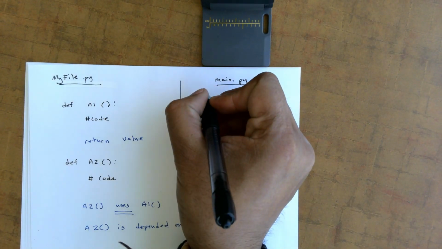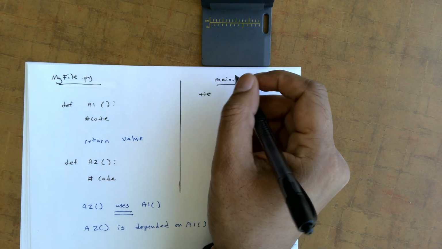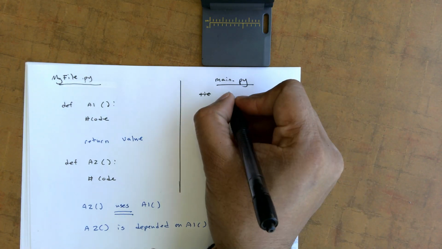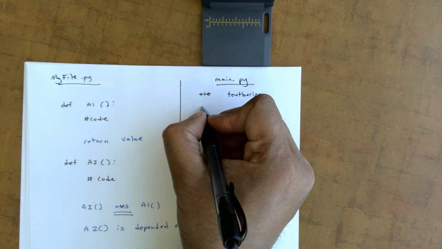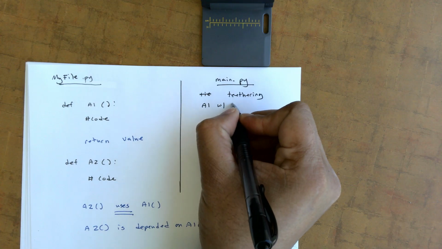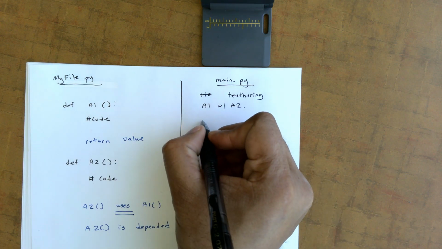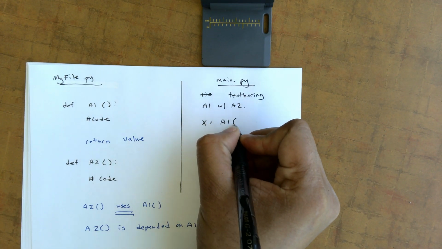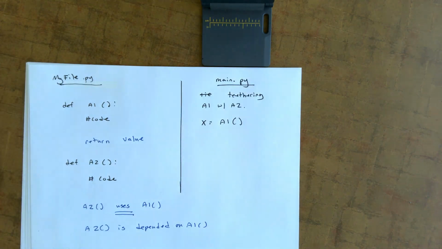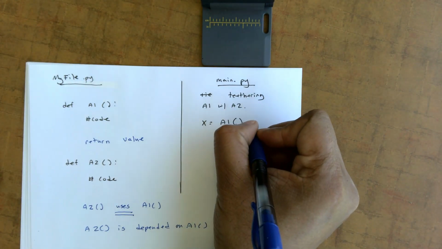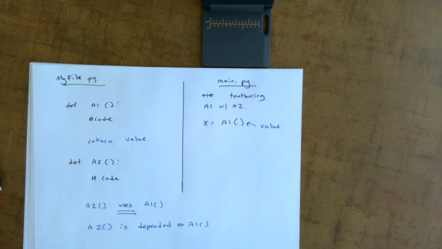What I'm doing is I am tying, that's another word for it, I am tethering A1 with A2. How do I tether A1 with A2? Well, I'll just have some value called X, and I designate it to A1. This is my call, and this A1 has called some value. So whatever that value is, that is A1.